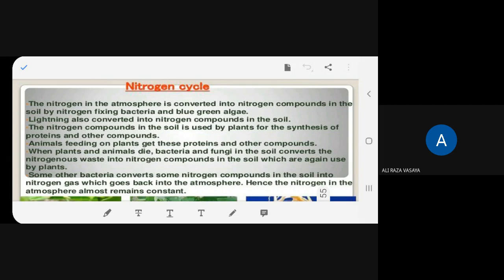Next, when plants and animals die, bacteria and fungi in the soil convert the nitrogenous waste into nitrogen compounds in the soil, which are again used by plants. Now plants have to die, animals will also die, right, beta? So when they die, obviously, what are the organisms which act on the dead plants and animals? Which are the organisms which will work on the dead plants or animals?